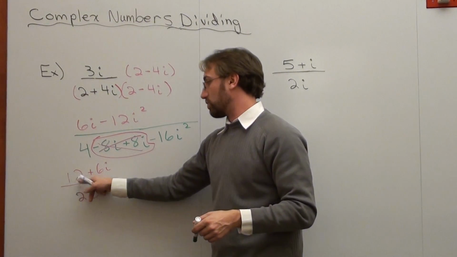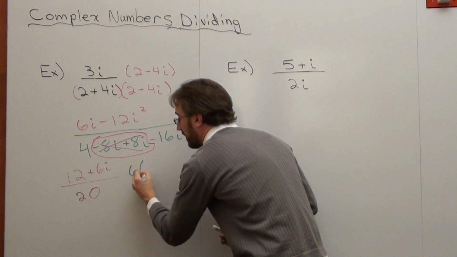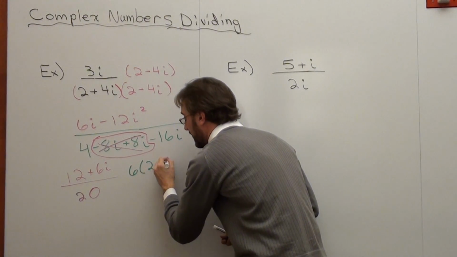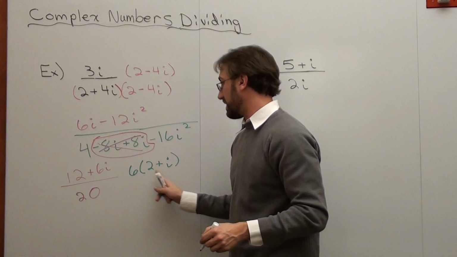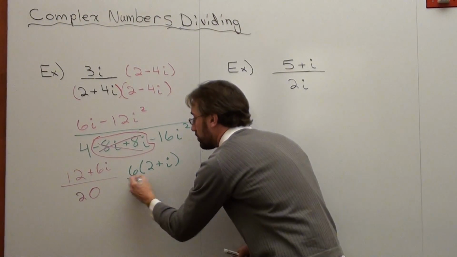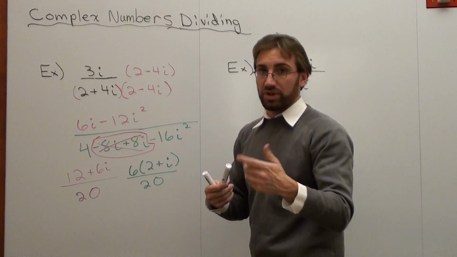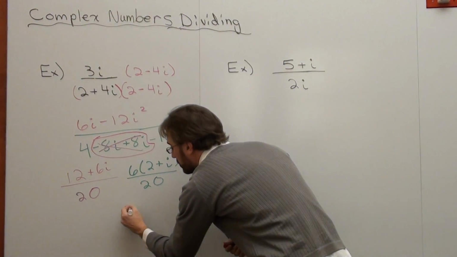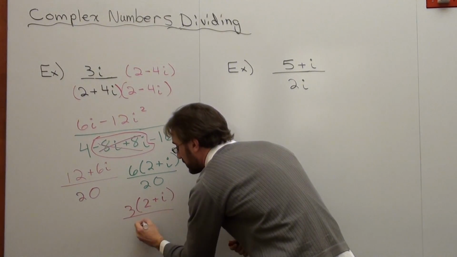And what can I factor out of 12 and 6? I can factor out a 6. When I do that, I've got 2 plus i. Check it if you want to. 6 times 2 is 12. 6 times i is 6i over 20. And 6 over 20 reduces to 3/10. So it's 2 plus i over 10.